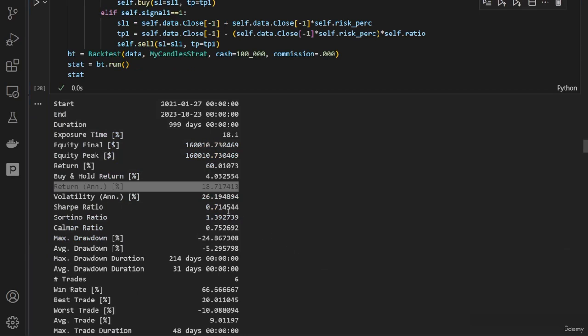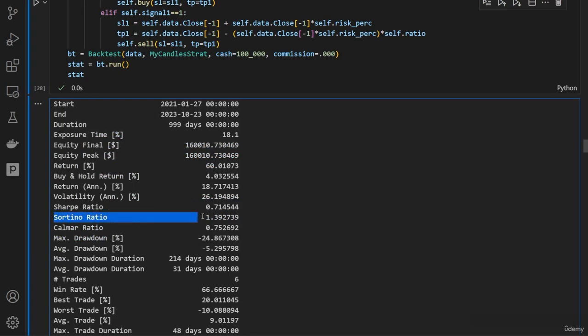The Sharpe ratio is 0.7. I prefer the Sortino ratio, which is 1.39 in this case, and it's a very good ratio. The Calmar ratio is 0.75. Maximum drawdown is minus 24%. That's quite large. And the average drawdown is minus 5%.